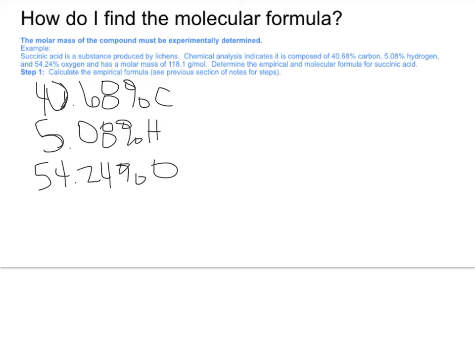Now usually your empirical formula sometimes can be given. If it's given, then you get to skip step 1. But if it's not given, like in this example, then you have to do step 1. And step 1 is to find your empirical formula. And we did these previously. So when we have percentages, we assume that we have a 100-gram sample. And that makes the math a little bit easier.